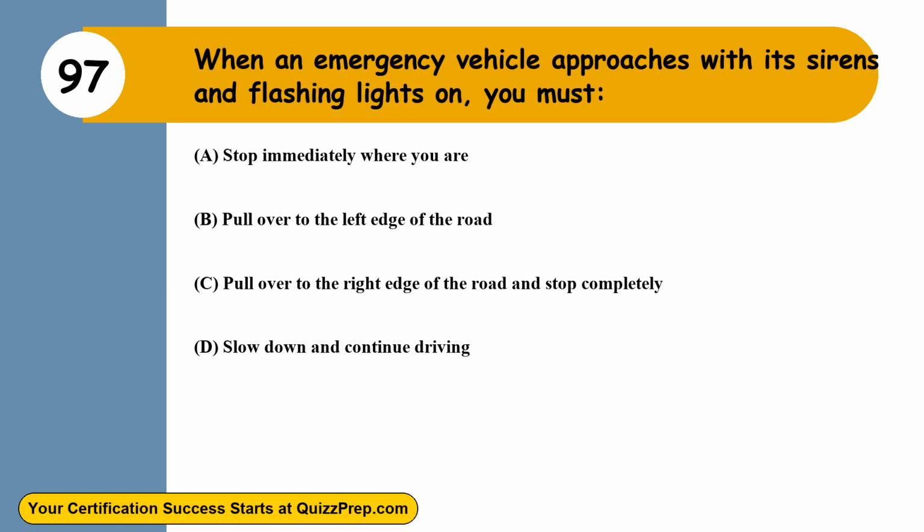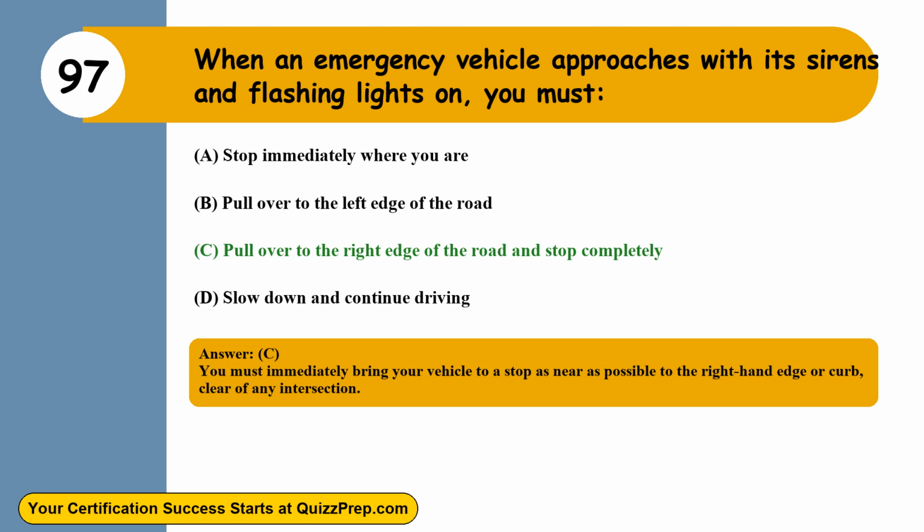Question 97. When an emergency vehicle approaches with its sirens and flashing lights on, you must: Option A. Stop immediately where you are. Option B. Pull over to the left edge of the road. Option C. Pull over to the right edge of the road and stop completely. Option D. Slow down and continue driving. The correct answer is option C. Pull over to the right edge of the road and stop completely. You must immediately bring your vehicle to a stop as near as possible to the right-hand edge or curb, clear of any intersection.